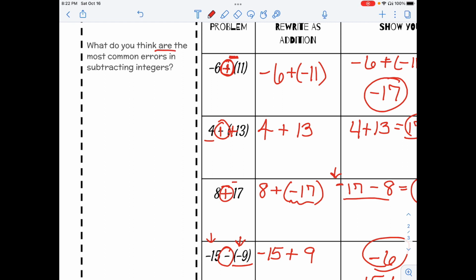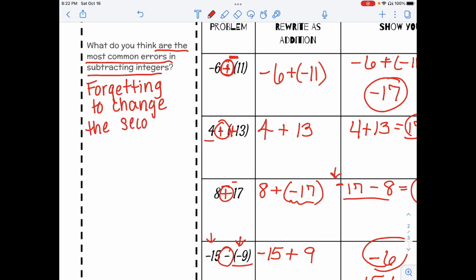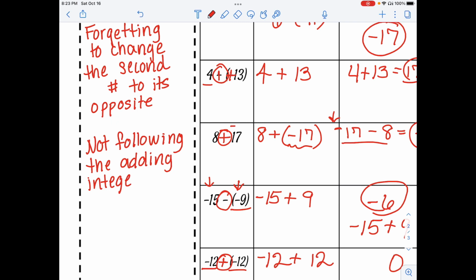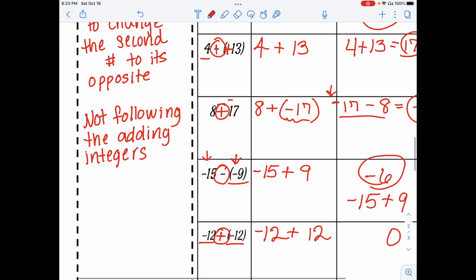Okay, our question. What do you think are the most common errors in subtracting integers? I can think of many. It could be forgetting to change the second number to its opposite, or maybe not following the adding integer rules correctly. We have to make sure we are practicing those rules.